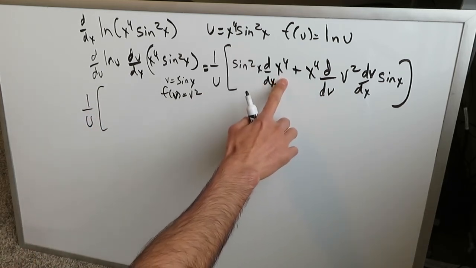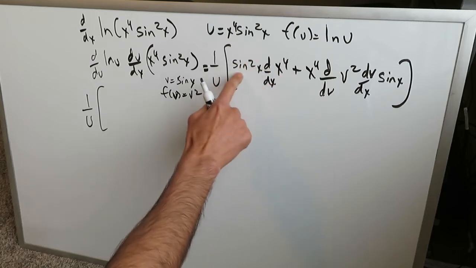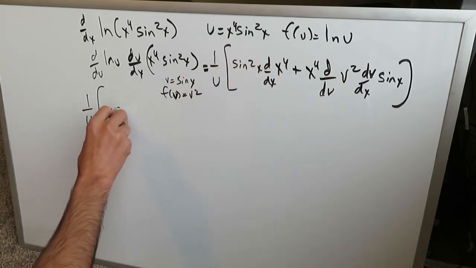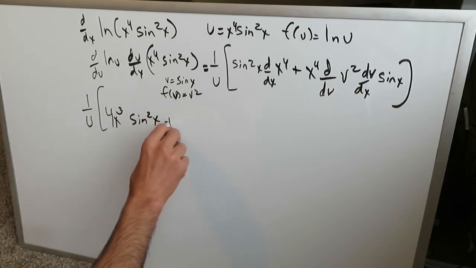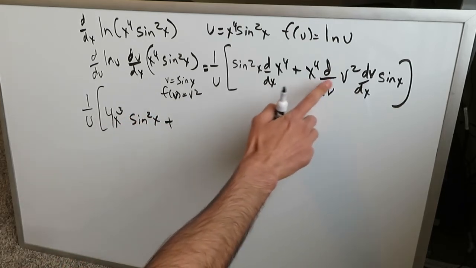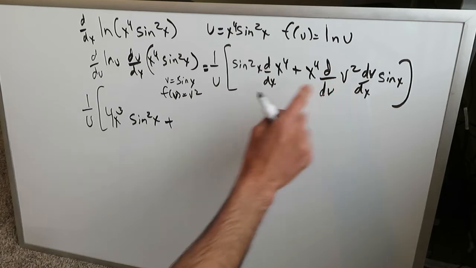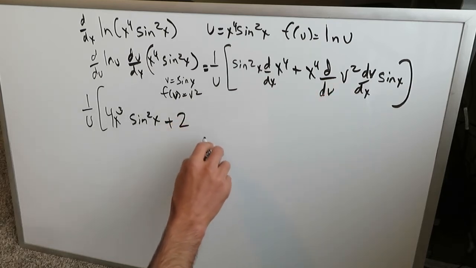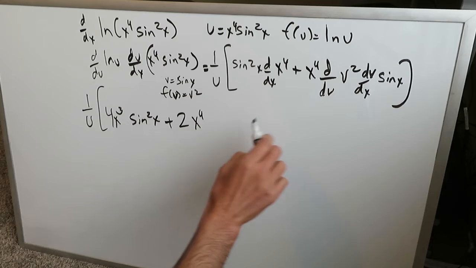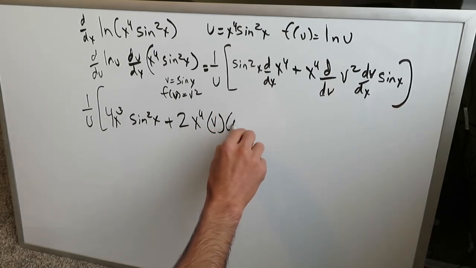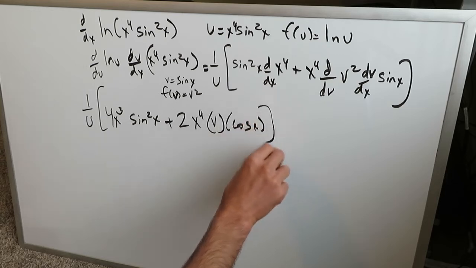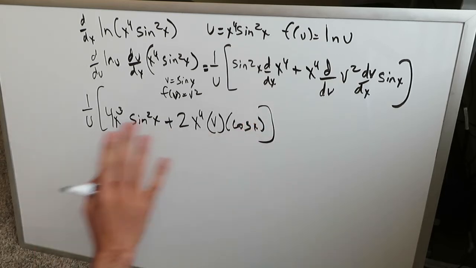The derivative of x to the 4th is 4x cubed, which I'll write over here with the sine square x, plus the derivative of v squared is a 2v. I'm only borrowing the 2 out of that, and I'm writing x to the 4th. I still have the v, and I still have the sine x, which comes out as a cosine x. Alright, this is what we have so far.